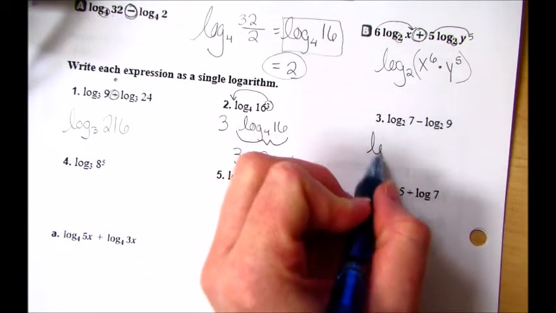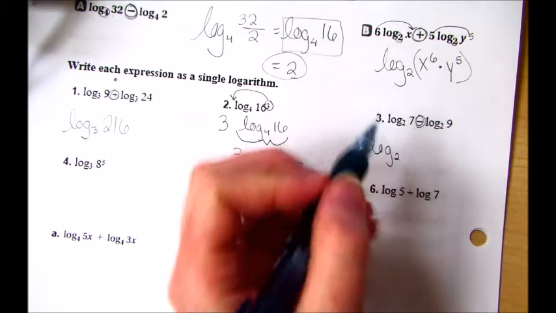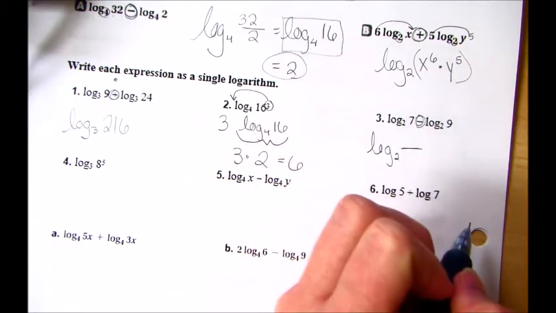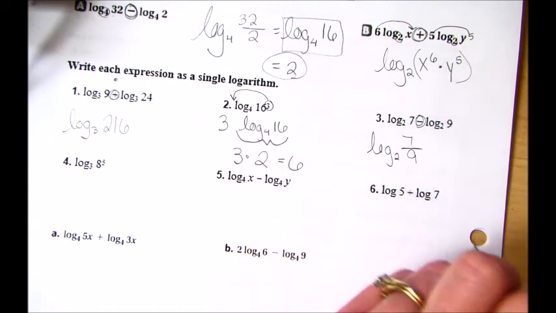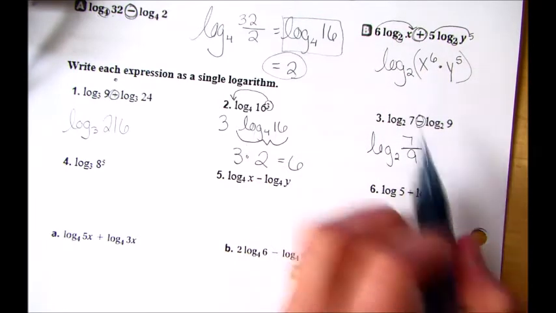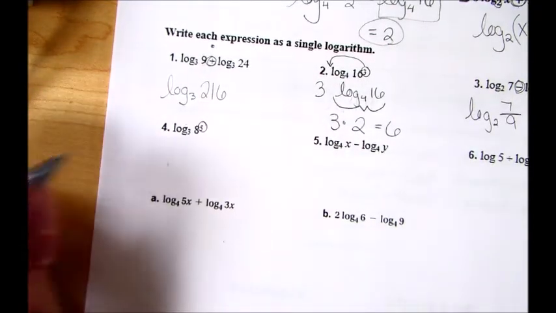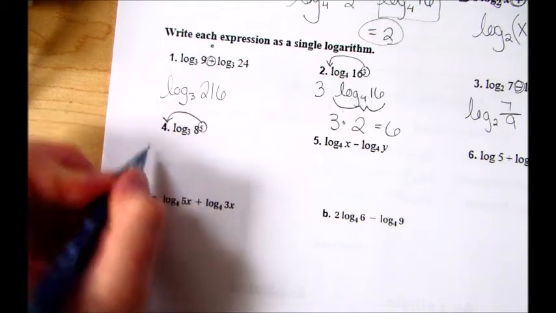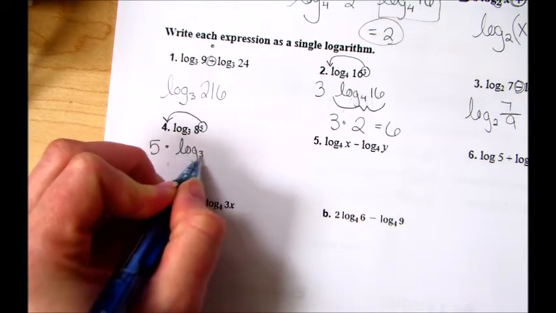So here's my single log base 2. Subtraction means division, so there's my divide by bar, and 7 is first and 9 goes behind it. Subtraction means division. Number 4, let's take this little 5 and do like we did number 2. Put it out in front. So we have 5 times a log base 3 of 8.